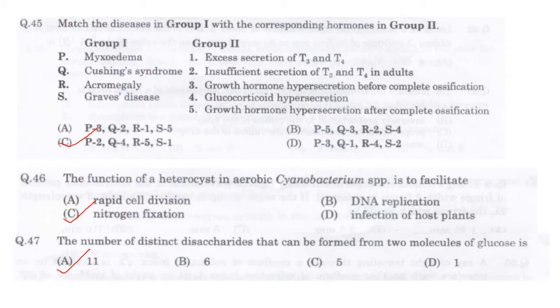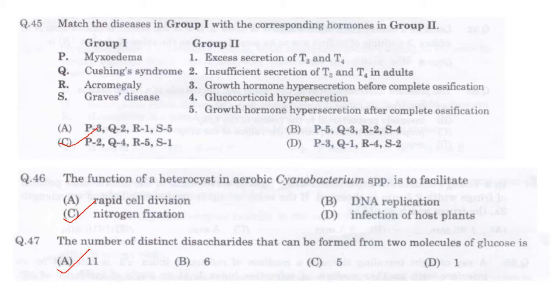Match the diseases with the corresponding hormone. So they have given myxedema. Myxedema is insufficient secretion of T3 and T4 in adults. Then Cushing syndrome is glucocorticoid hypersecretion. Acromegaly is growth hormone hypersecretion after completion of ossification. And Graves' disease is excess secretion of T3 and T4. So option C is correct.